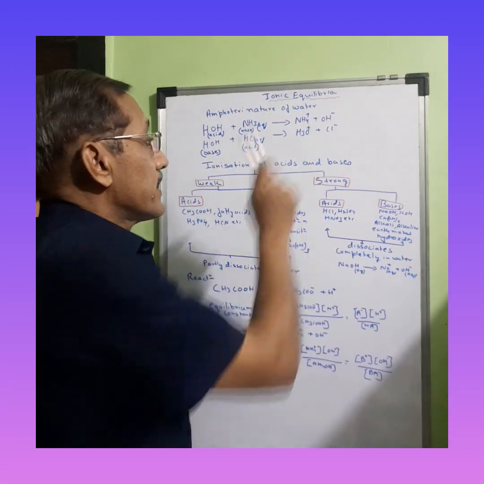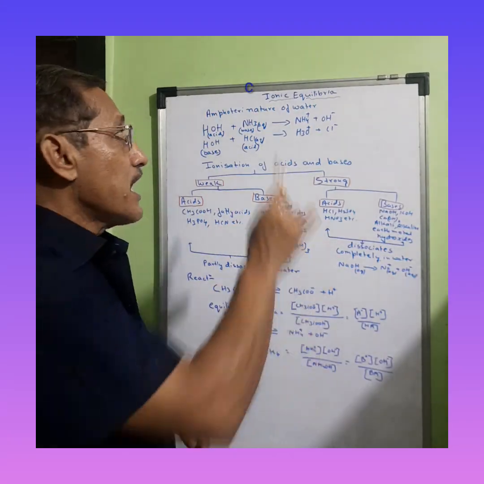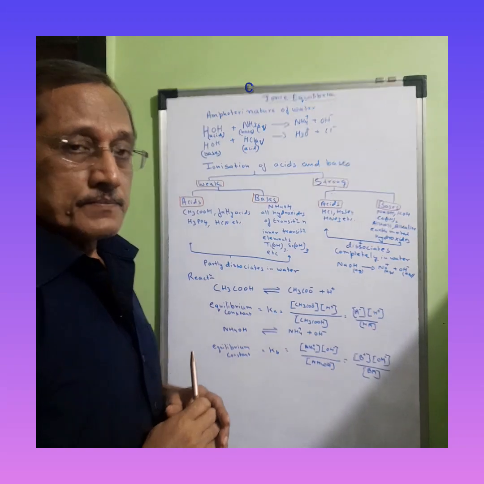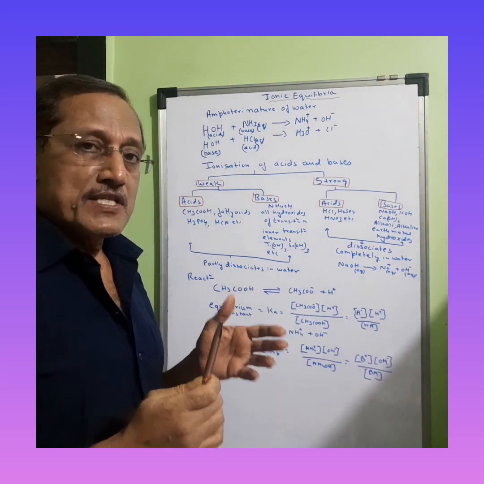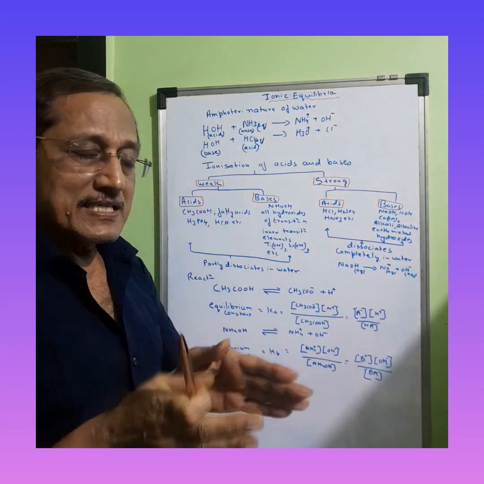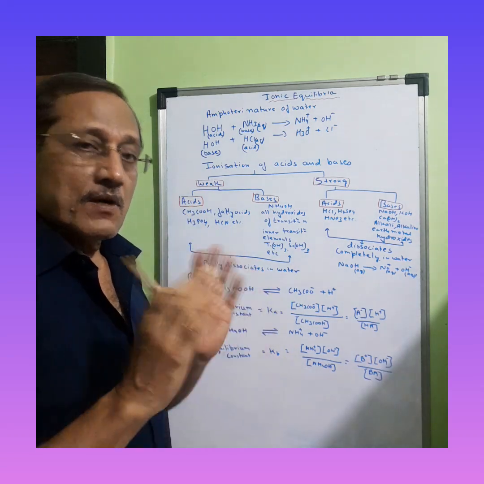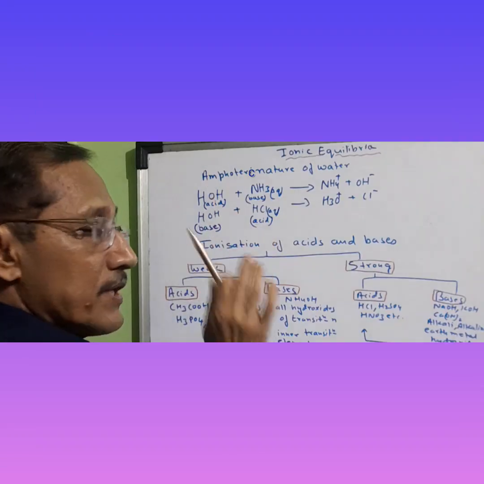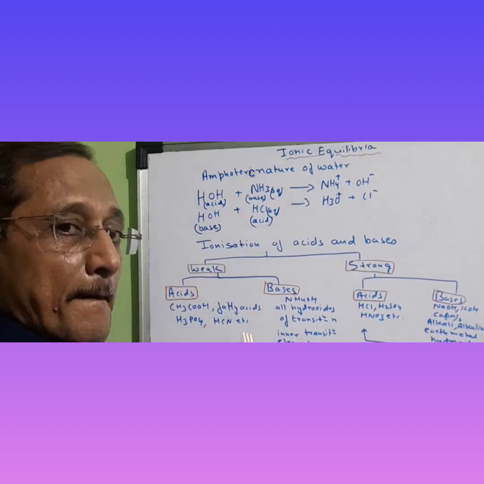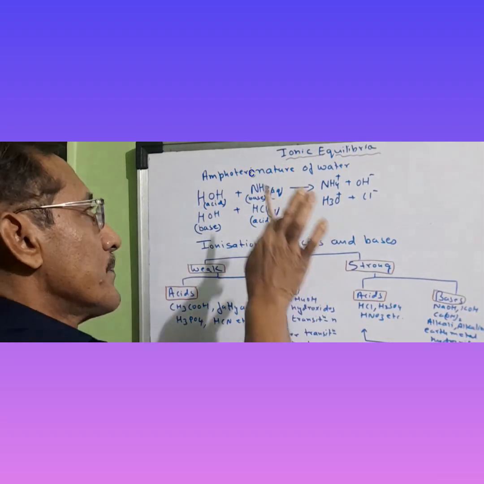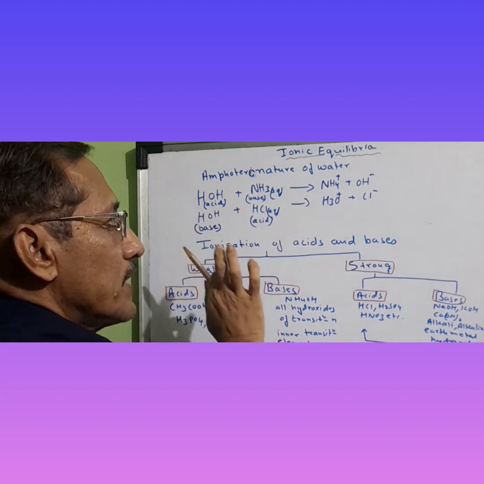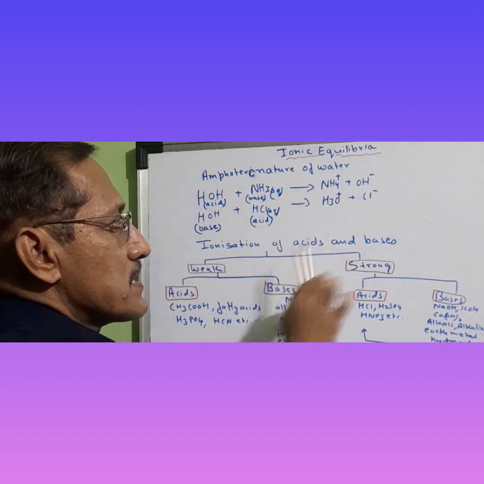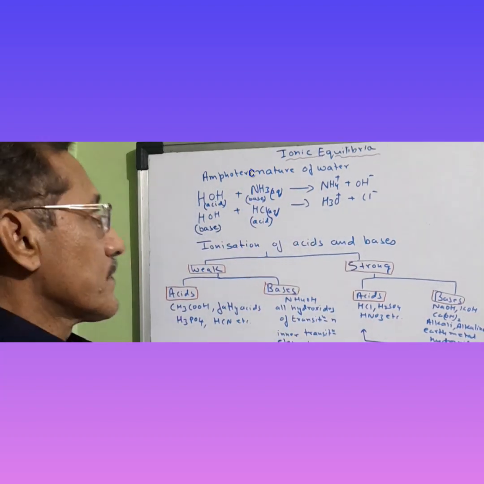Okay guys, in Ionic Equilibria, let's understand the amphoteric nature of water. What do you mean by amphoteric? Amphoteric means where it behaves like an acid as well as a base. Alright, so here when water reacts with ammonia, we have already learned that ammonia is a base, a Lewis base. So when water reacts with ammonia, it gives NH4 plus and OH minus.